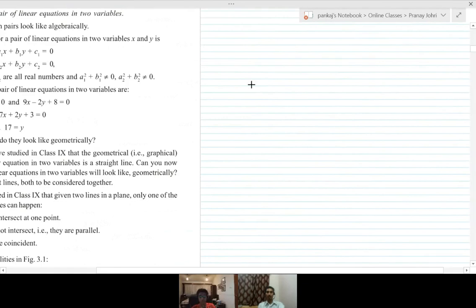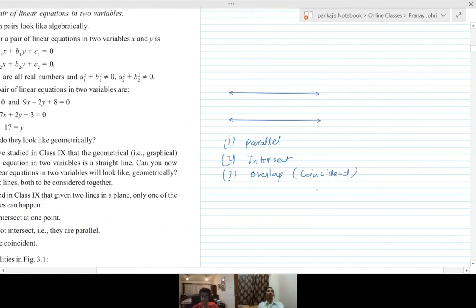what different combinations can you expect from these two lines? They will be parallel, they will intersect. In one case it can intersect, and one can be directly on the other, overlapping. That is basically coincident.